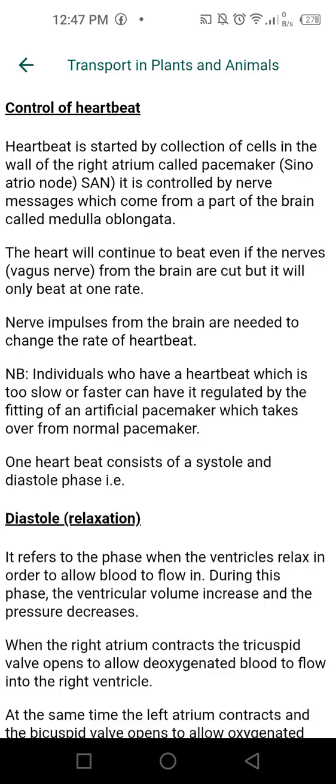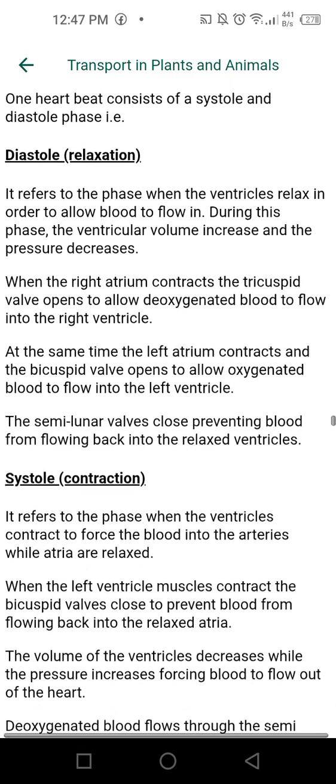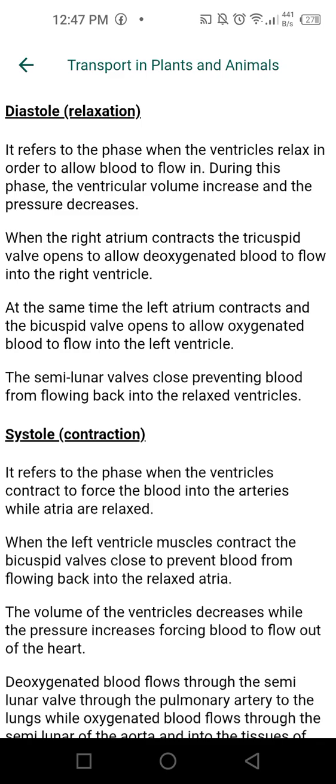One heartbeat consists of a systole and a diastole phase. Diastole, relaxation. It refers to the phase when the ventricles relax in order to allow blood to flow in. During this phase, the ventricular volume increases and the pressure decreases. When the right atrium contracts, the tricuspid valve opens to allow deoxygenated blood to flow into the right ventricle. At the same time, the left atrium contracts and the bicuspid valve opens to allow oxygenated blood to flow into the left ventricle. The semi-lunar valves close, preventing blood from flowing back into the relaxed ventricles.